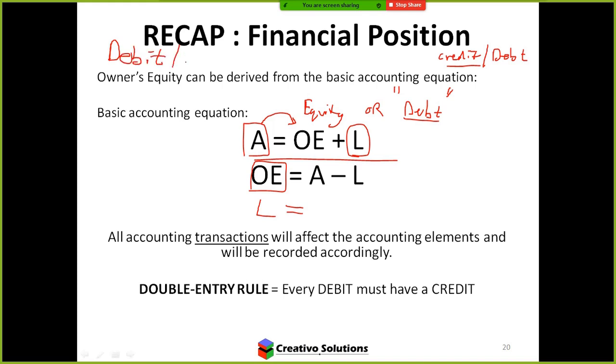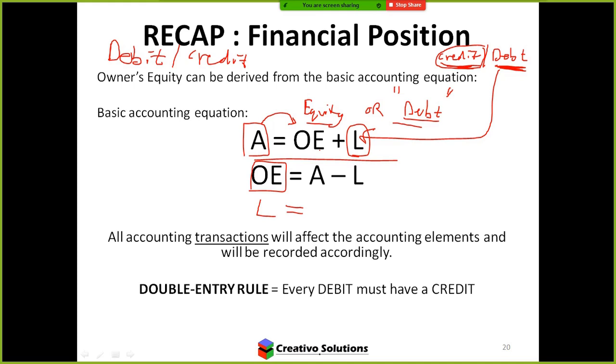Debit is the left, credit is the right. Here, I'm using credit as a form of financing. Taking out credit, having a credit card, having a credit facility. That credit refers to debt. That debt is a liability. That's what I'm referring to. So assets can be bought using debt or equity because of this equation.